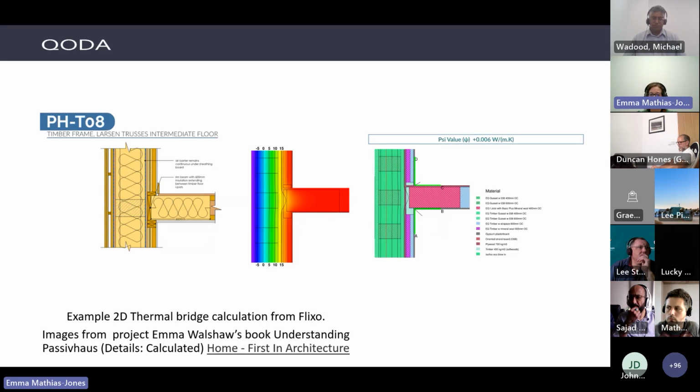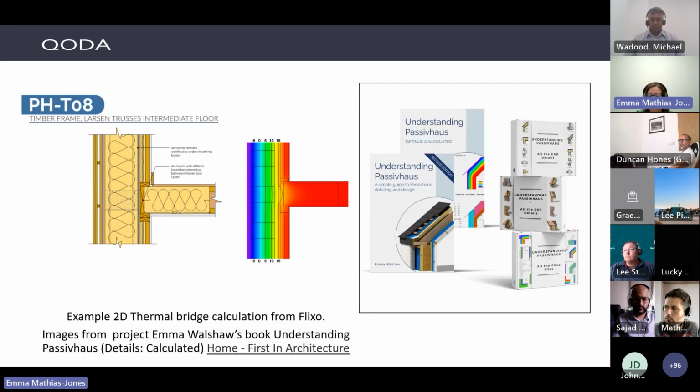But there's loads of information. She's got loads of different books on lofts and like residential, commercial, basements and stuff. So there's loads of examples there if you need. She's also got the Flixo files as well, which is handy if you need to change something slightly.